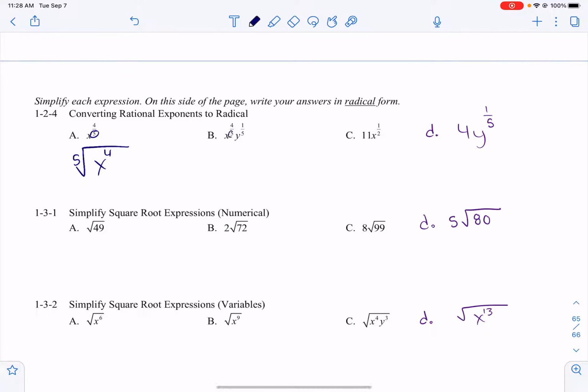Part B, both of these have a 5 on the bottom, so they both are going to go underneath. The x is going to have a power of 4, and the y could have a power of 1, or you could have just left it as a y.